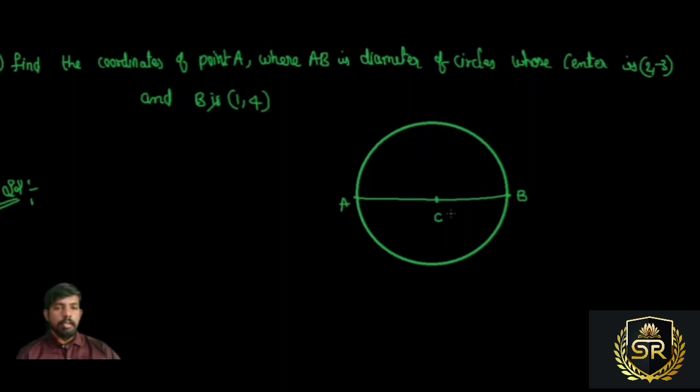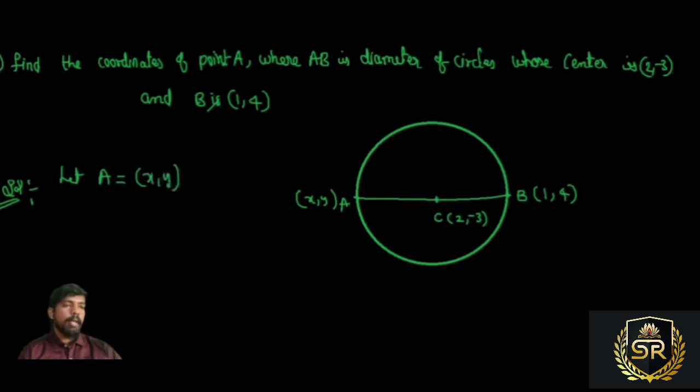The center is 2, minus 3. B point is 1, 4. The A value we don't know. Let us say it is x, y. What is being asked? Find the coordinates of point A. B point is given, C point is given, and A point is asked. So here let A point be x, y.